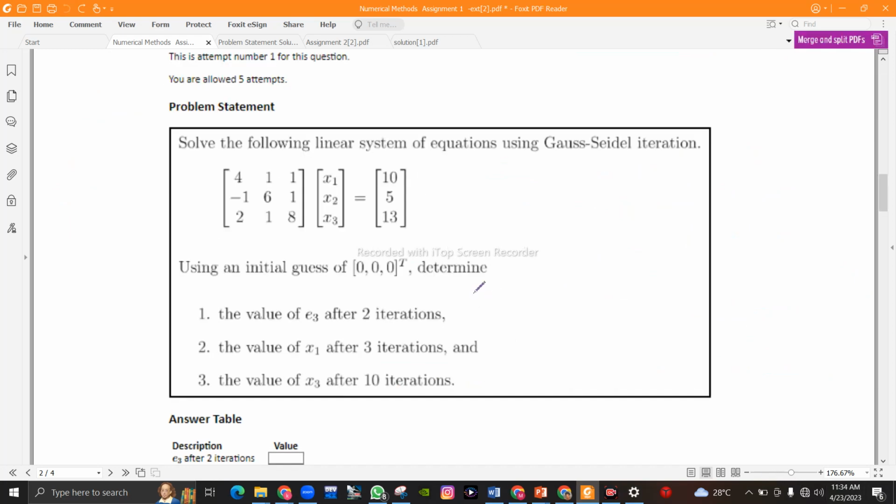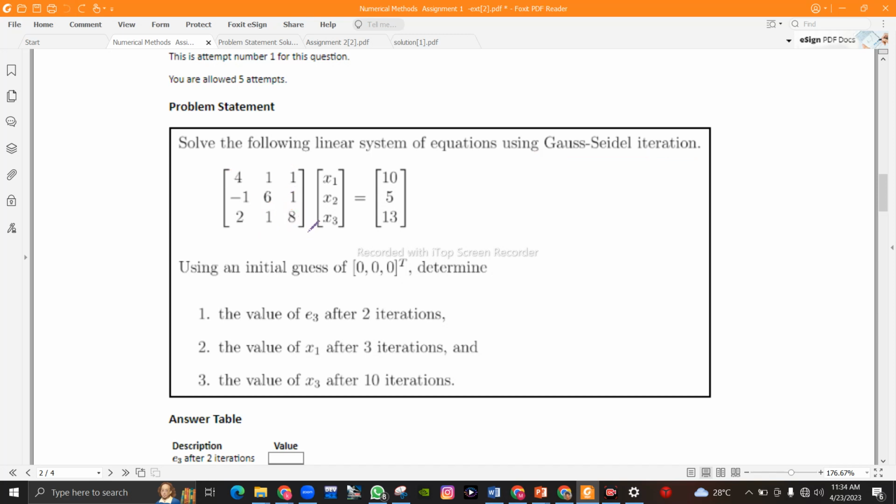Let's rub off everything on the board. So this is problem 2. The same analysis but different iteration, because this is using Gauss Seidel iteration. And I told you Gauss Seidel iteration and Jacobi are almost the same thing. So let's look for our dominant diagonal. Is it dominant? 4 is greater than 1 plus 2, correct? 6 is greater than 1 plus 1, correct? 8 is greater than 2 plus 1, correct? So that means it is diagonally dominant.